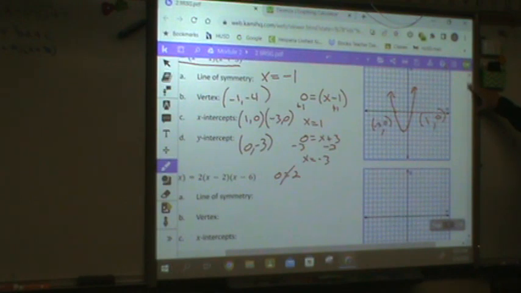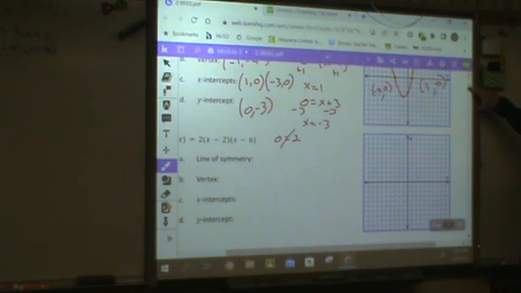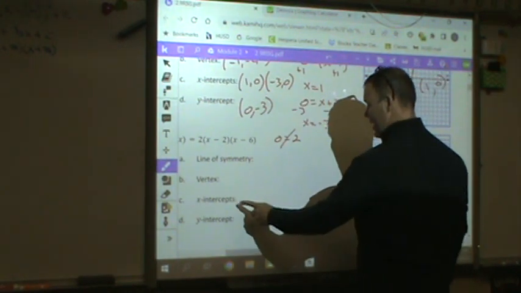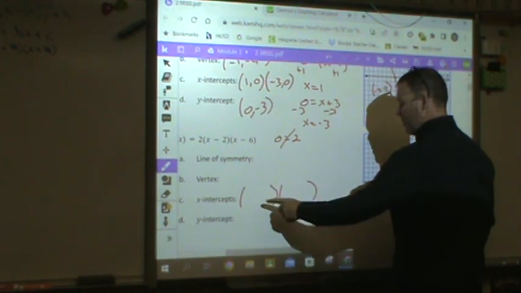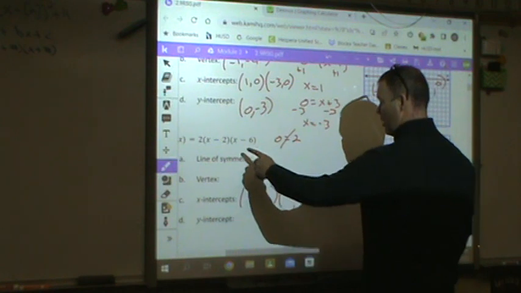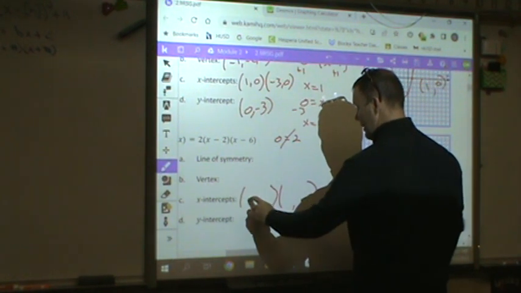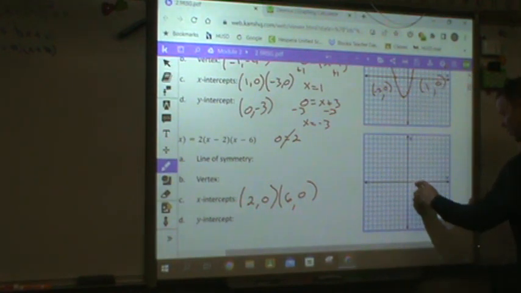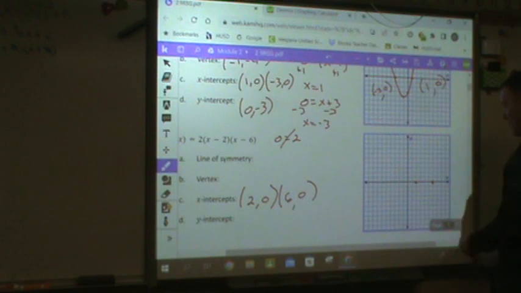So when I come down to question number 2, I don't really have to do this mess every time. I can determine what my x-intercepts are by saying, oh, it's the opposite. 2 and 0, 6 and 0. So now I can come over here, 2 and 0, 3, 4, 5, 6, 6 and 0. All right, so these are the sides of my parabola.